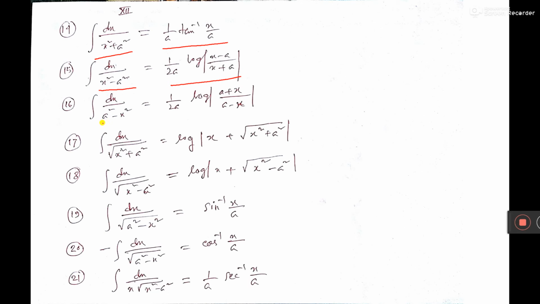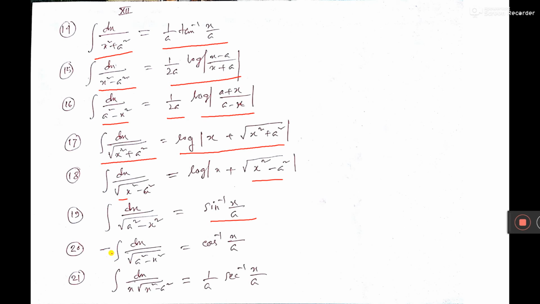Integration dx by a square minus x square, the formula is 1 by 2a log mod a plus x by a minus x. Dx by root over of x square plus a square integration will be log mod x plus root over of x square plus a square. Similarly, the second one, here it has come minus. Integration dx by root over of a square minus x square will be sin inverse x by a.